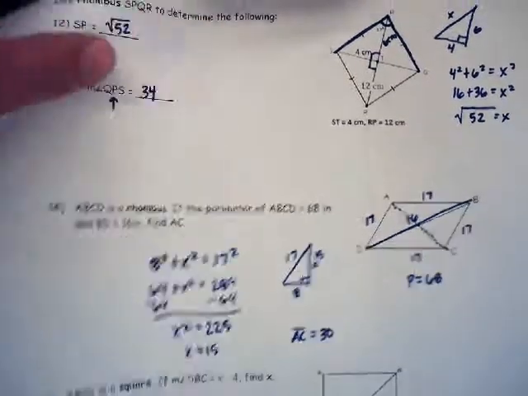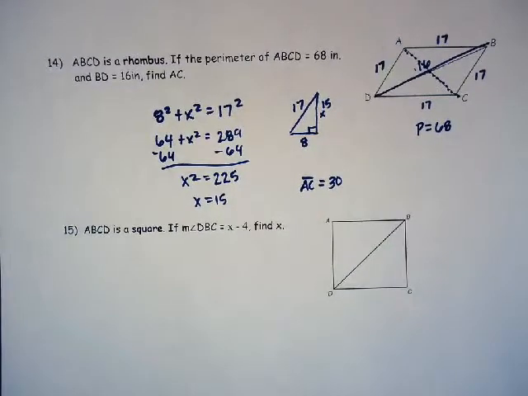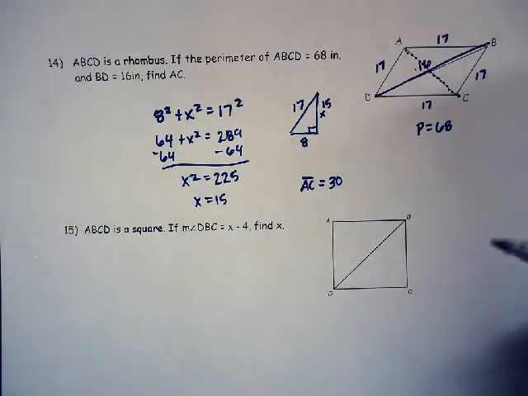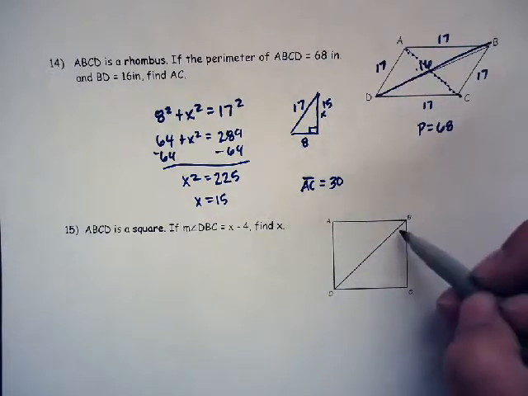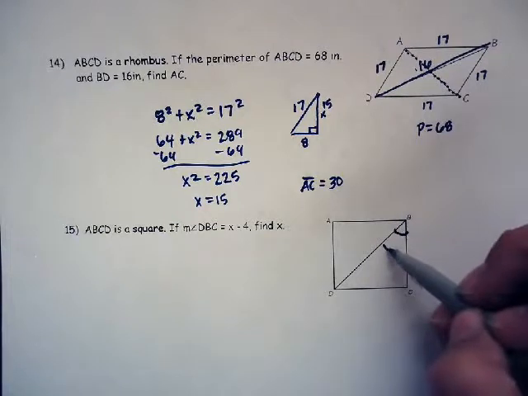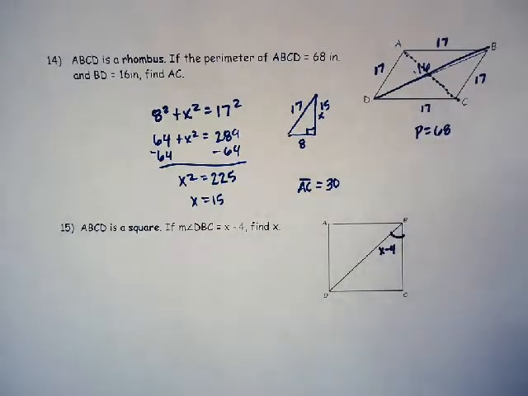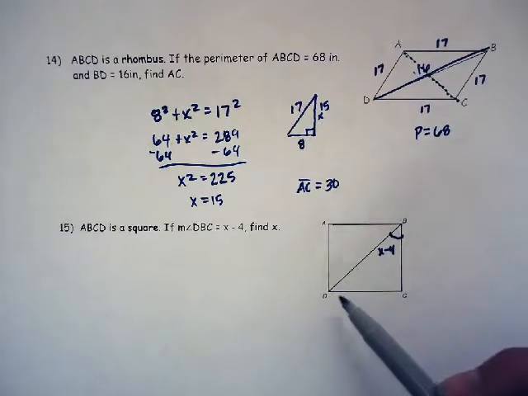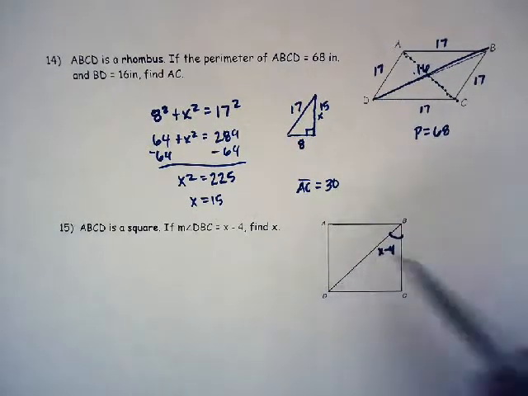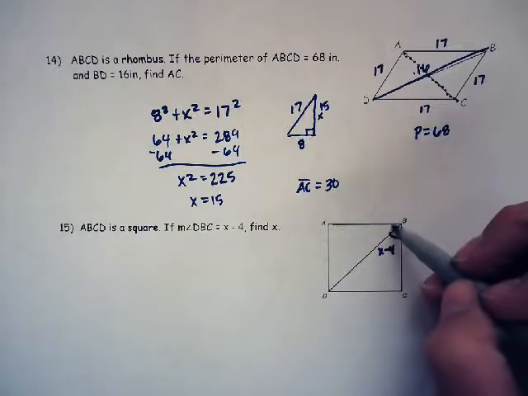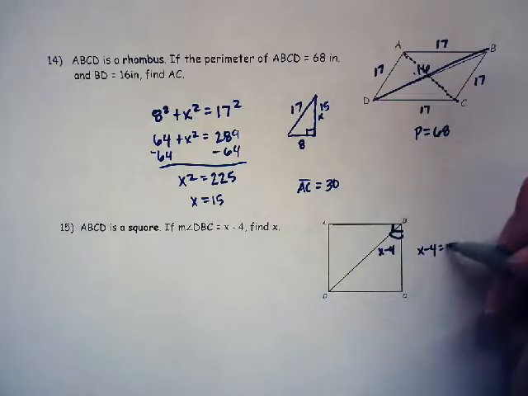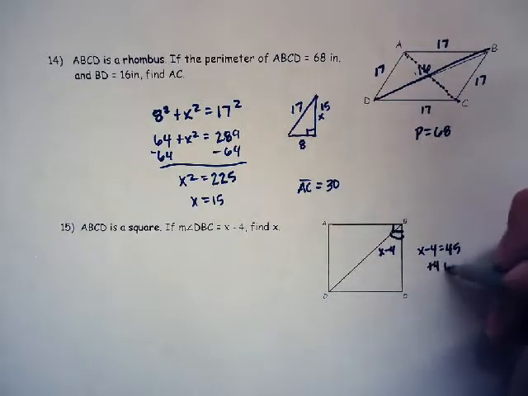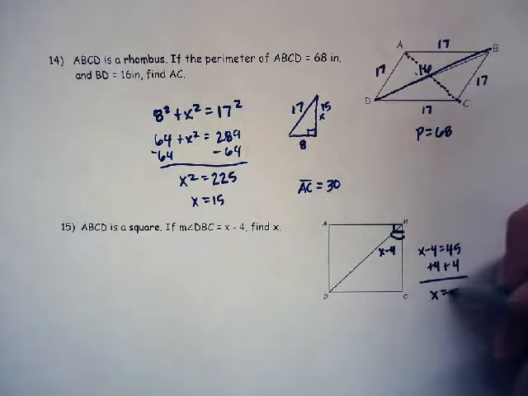Okay, read the next one. If ABCD is a square, the measure of DBC, so that's here to here to here, B is the vertex, is x minus 4. Find x. Now we have to go back to our properties of a square. This is a diagonal, and it cuts this angle in half. And I know this, every square has a right angle, so if this is half of that, then x minus 4 would be 45. I add 4 to both sides. X equals 49. That would be my x.